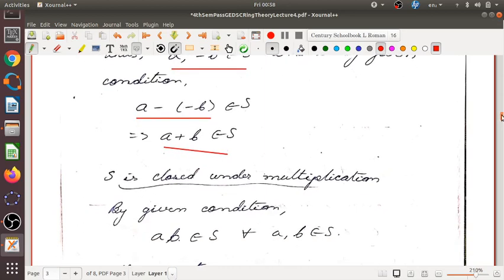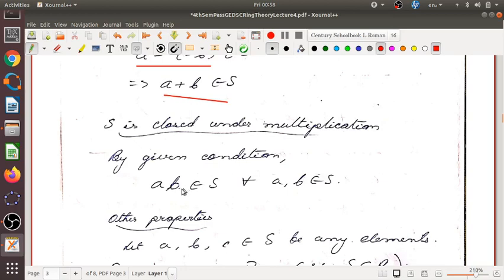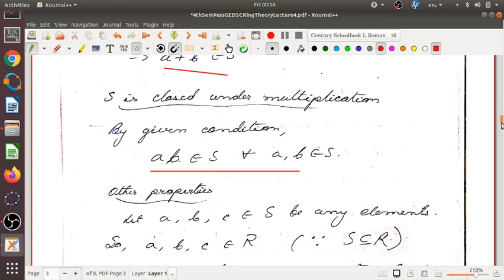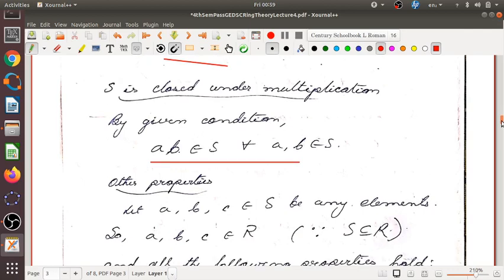Next, S is closed under multiplication. This follows from the given condition itself. The condition says that if you take any two elements a, b in S, their product is in S.